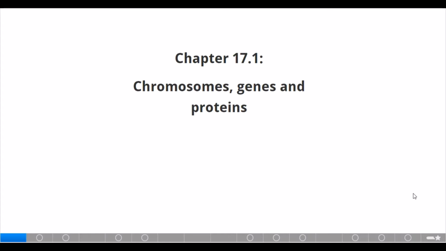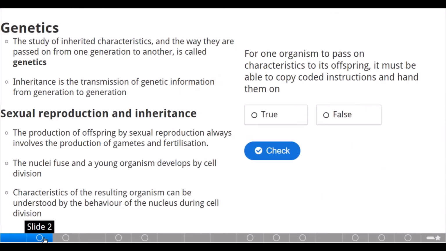On today's episode of IGCSE Biology, we'll be looking at chromosomes, genes, and proteins. Genetics is the study of inherited characteristics and the way they are passed on from one generation to another. Inheritance is the transmission of genetic information from generation to generation.